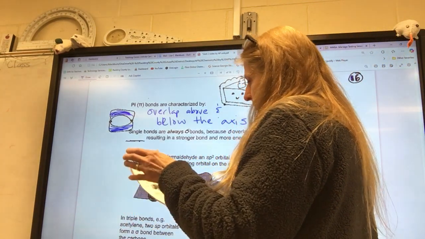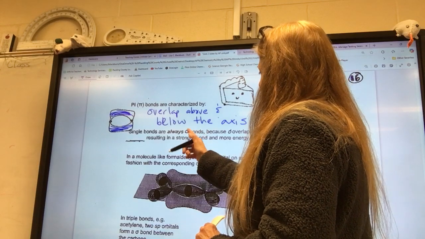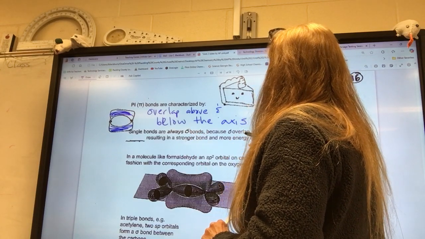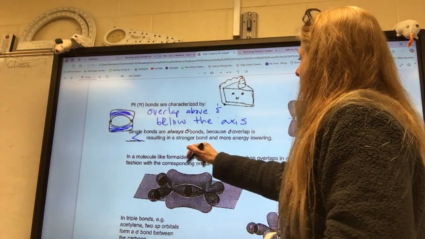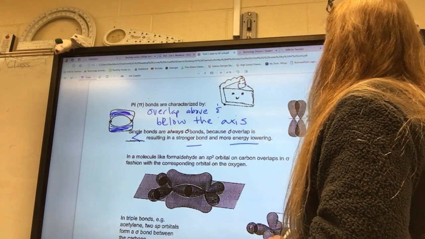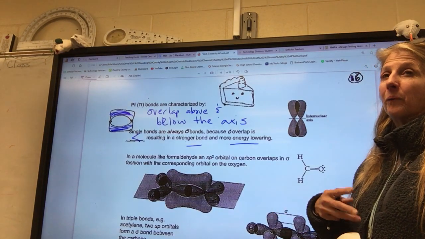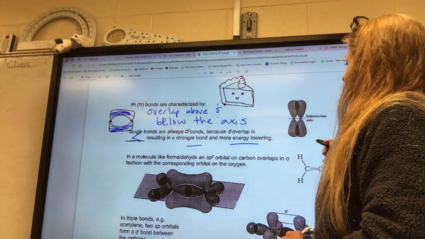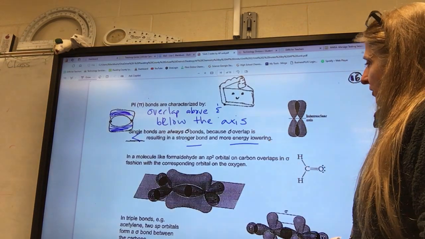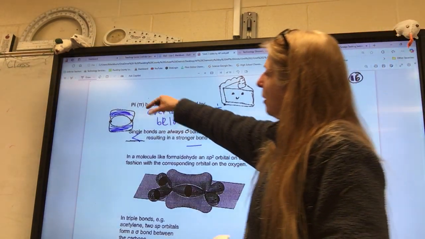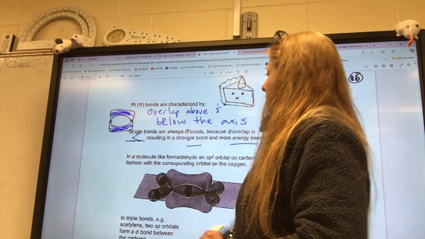So, single bonds are always sigma bonds, because sigma overlap is greater, resulting in a stronger bond and more energy lowering. So when you're looking at reactions and you want to know where a reaction is going to take place, it's going to take place at a double bond because that's weak and breaks. So just know that. It's awkward. It's poked up and it's down below. It's ready to get attacked and broken. Okay.